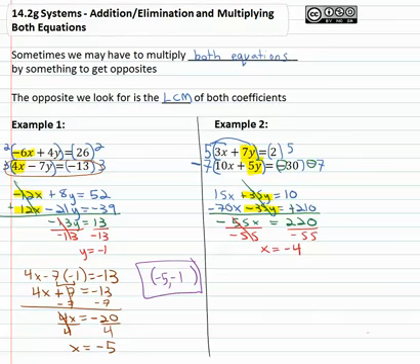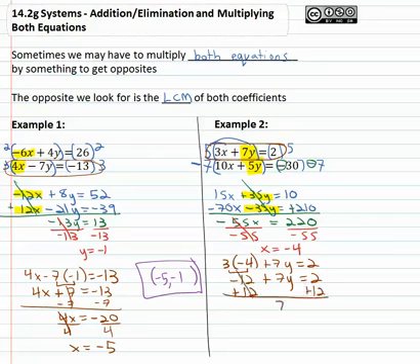Now we just have to go back and find y, which we can do by going back to either equation. The first equation has smaller numbers, so I like to go there. The first equation, 3 times negative 4 plus 7y equals 2. 3 times negative 4 is negative 12 plus 7y equals 2. Adding 12 to both sides, 7y equals 14. Dividing by 7, y is equal to 2.